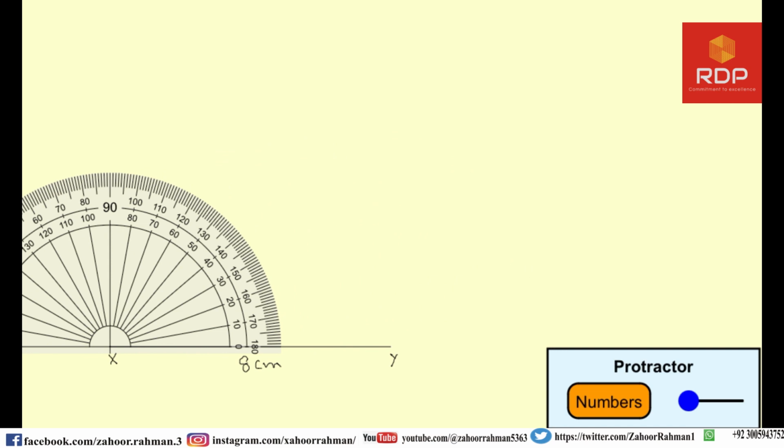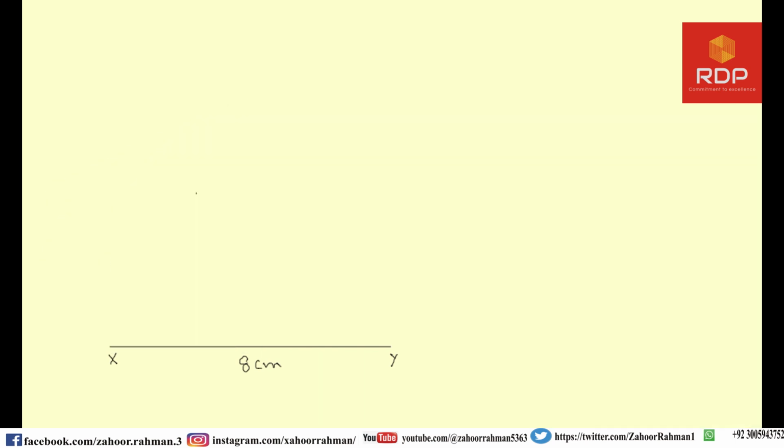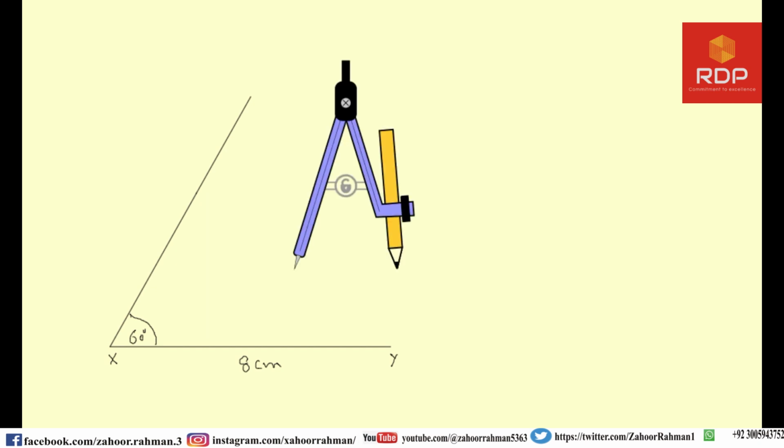So I am making a dot, removing this, and then connecting that point and extending it as much as you have space. So let me label it as 60 degree, and the next job is to cut this line as 4.5 centimeters.